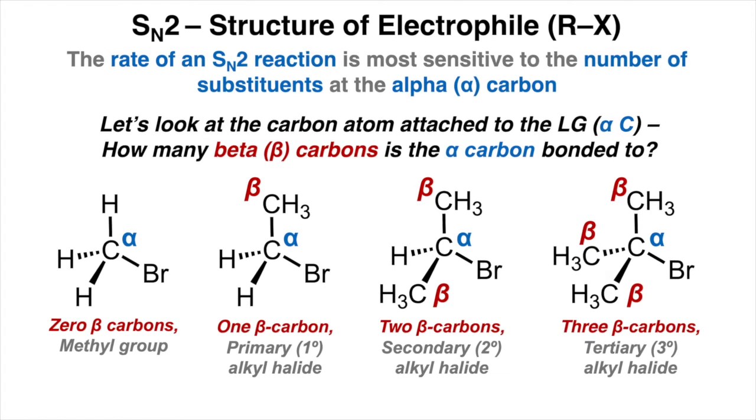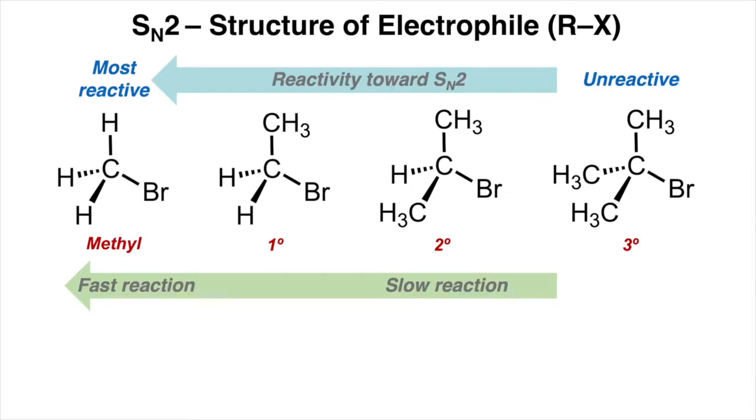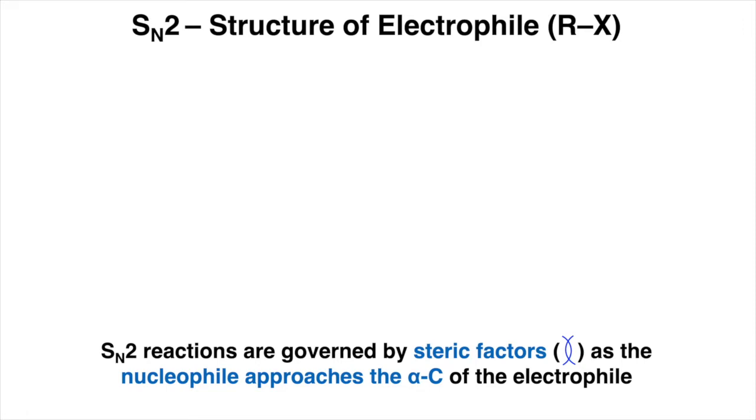Now that we have the vocabulary of alkyl halides down, we can rank them in terms of their reactivity and specifically an SN2 reaction. SN2 reactions are most reactive with methyl groups and primary substrates. They're slower with secondary substrates and are completely unreactive for tertiary substrates. But why is that? Well, SN2 reactions are governed by steric factors.